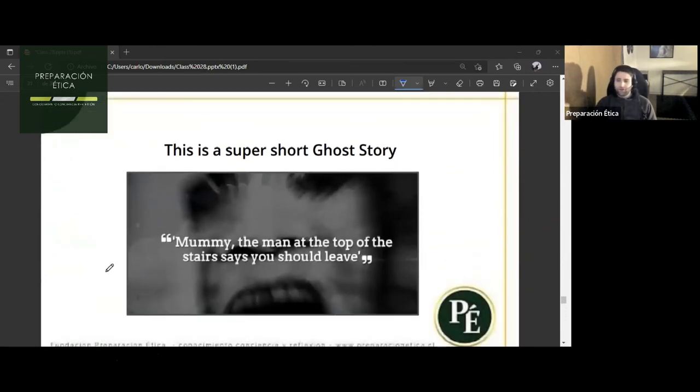So this is a super short ghost story. It goes like this. Mommy, the man at the top of the stairs says you should leave. That is one of the shortest ghost stories that I could find. For example, there are a lot of stories that could be only two sentences. Hay un libro que se llama Santiago en 100 palabras, for example, que son historias muy, muy cortas, y las historias no necesariamente tienen que tener muchas cosas, pero son ciertos elementos los que las hacen ser historias. In this case, mommy, the man at the top of the stairs says you should leave. Mamá, el hombre que está arriba de la escalera dice que debes irte.